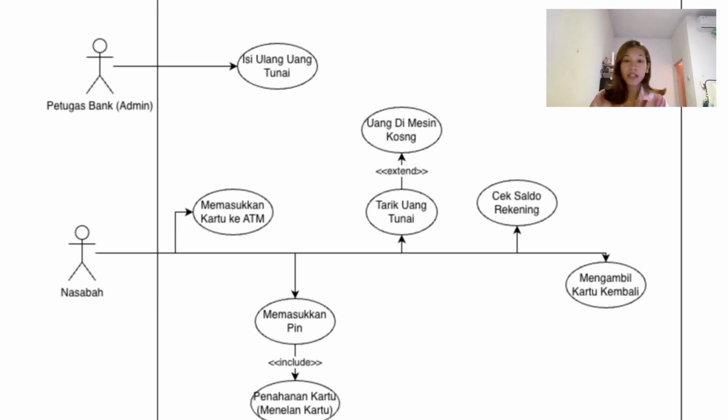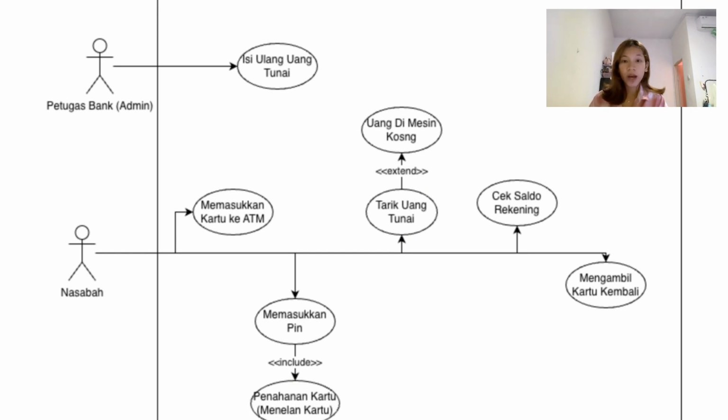And for the relationships between use cases, the enter PIN use case has an include relationship with card retention or swallow because the card retention feature is automatically triggered when the user enters the wrong PIN 3 times. The withdraw cash use case has an extended relationship with cash out of stock, which occurs when the ATM has insufficient cash.